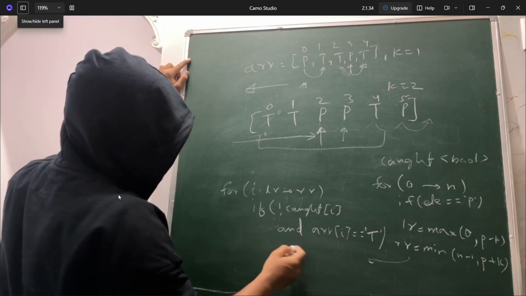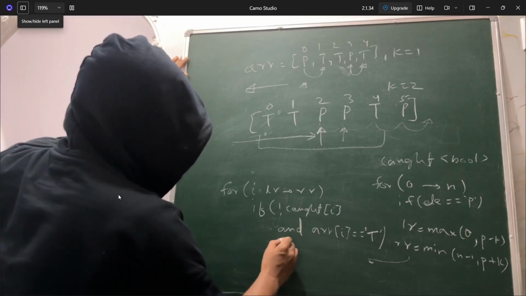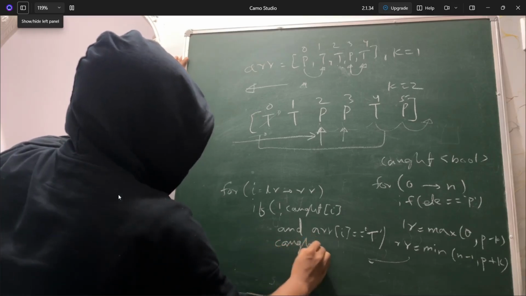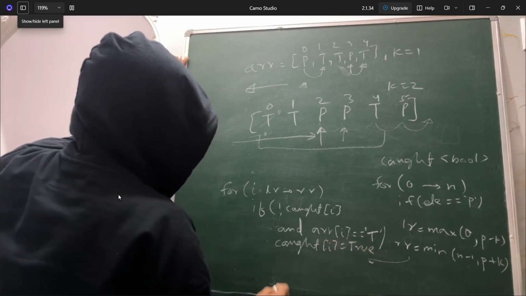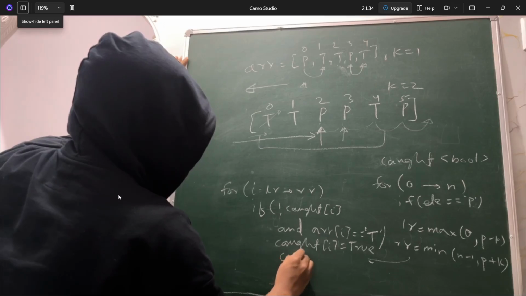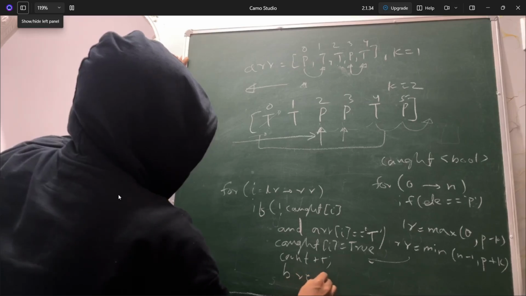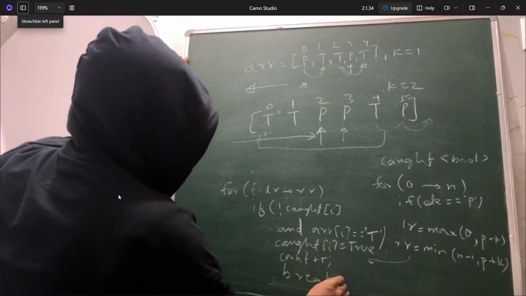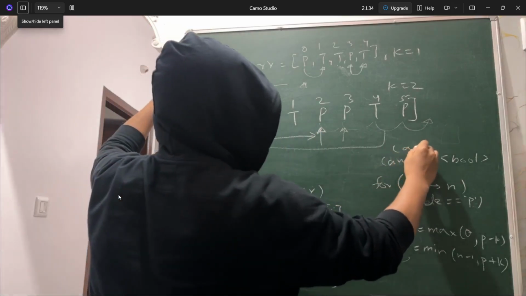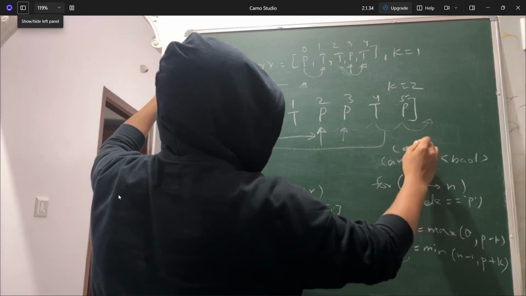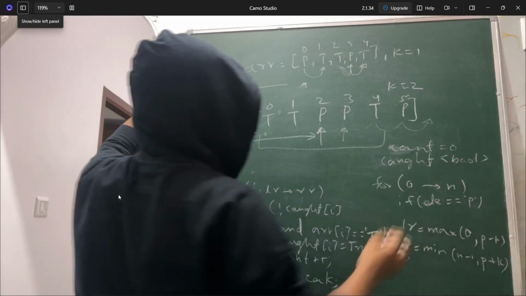So we will basically put this in a caught vector. Caught of I will be true, and we will increase the count by 1 and break out. Why increase count by 1? Because one police has caught one thief. Count is basically a variable which keeps track of how many thieves are caught.